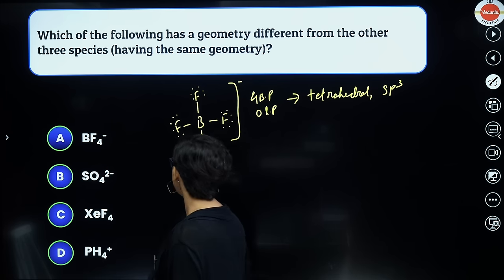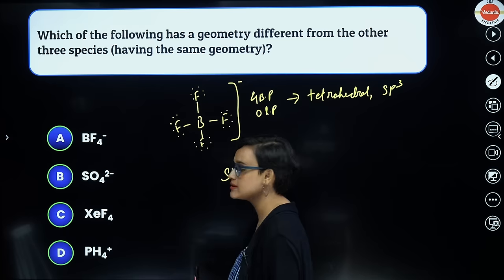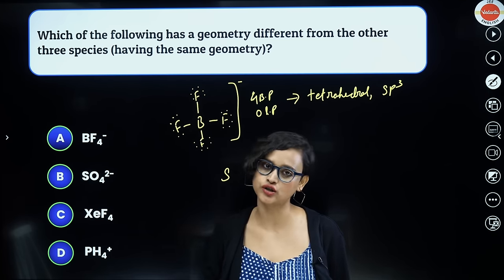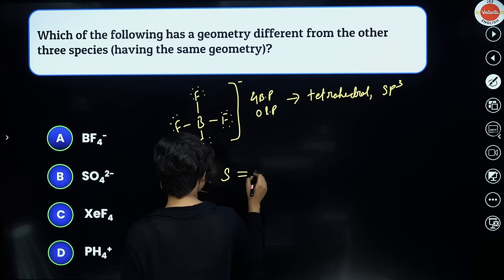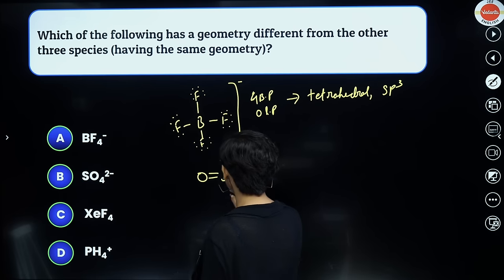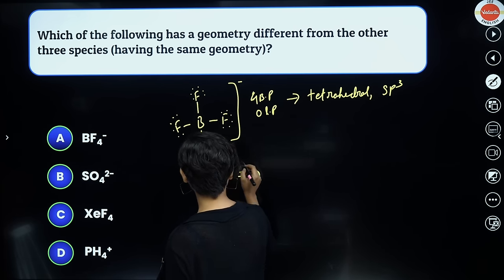Great. Now we have SO4 2 minus. Sulfur is our central atom. Sulfur has 6 electrons, oxygen also has 6. It will form 2 double bonds with oxygen here, 2 double bonds with oxygen here. 6 plus 2, 8, right? So, 1, 2, 3, 4, 5, 6, 7, 8, right?